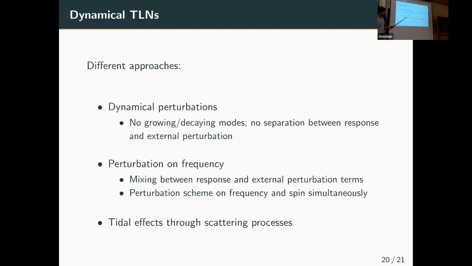We then also tried a more subtle approach, which is to also perturb our system in the frequency. So we assume small frequencies, and we have a perturbation scheme that is now first order in the amplitude of the tidal field, first order in the spin, and first order in the frequency. But because now we are perturbing both in spin and frequency, the perturbation scheme starts breaking down, because we have to be very careful if one is not larger than the other. And so basically, we now have a myriad of situations where we have to be very careful when and where they apply. And because on top of that we still have some problem of mixing between response and perturbation terms, this approach failed as well.